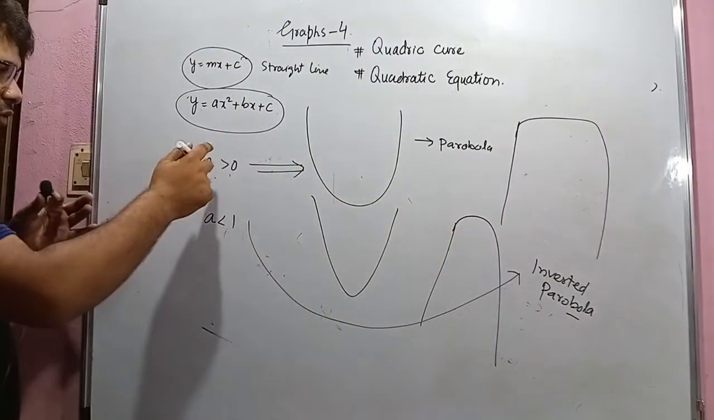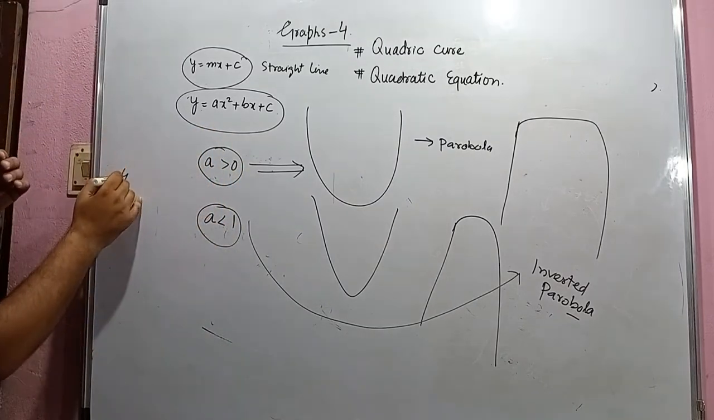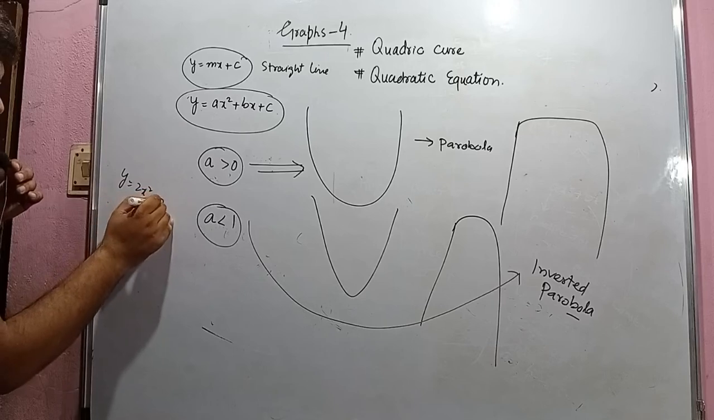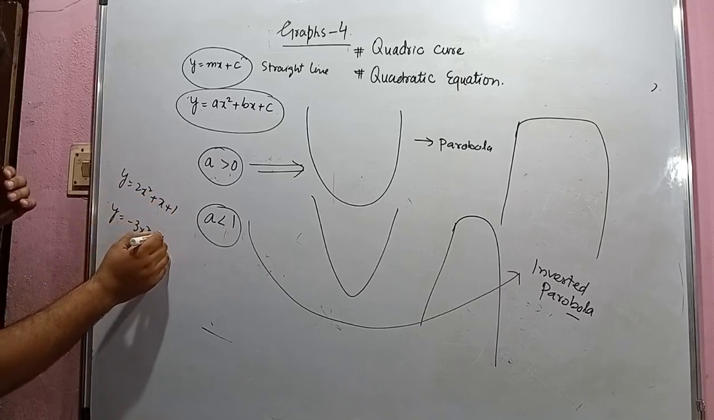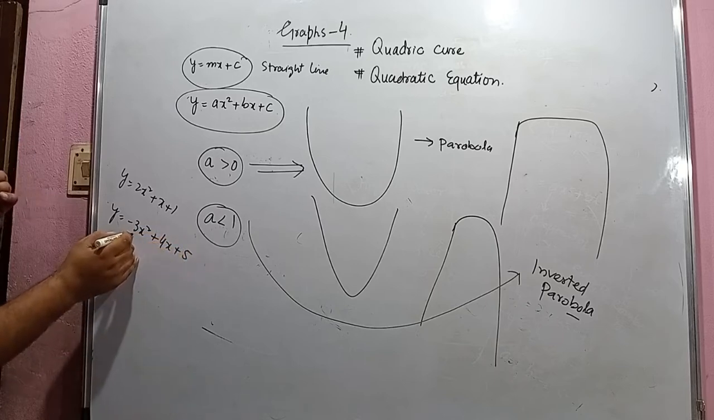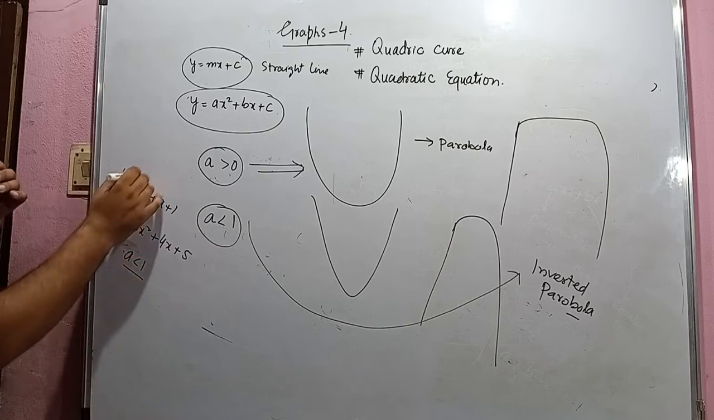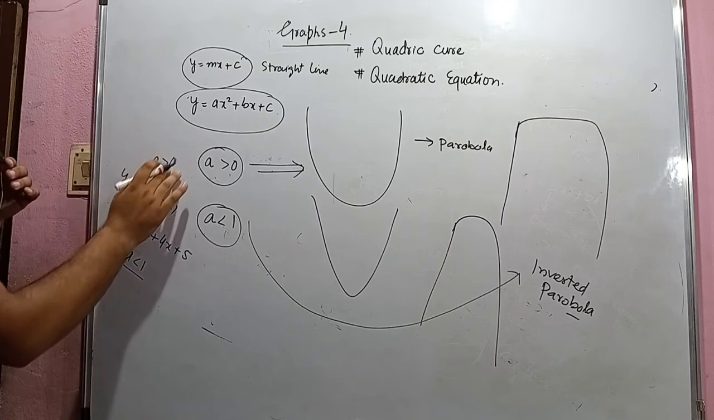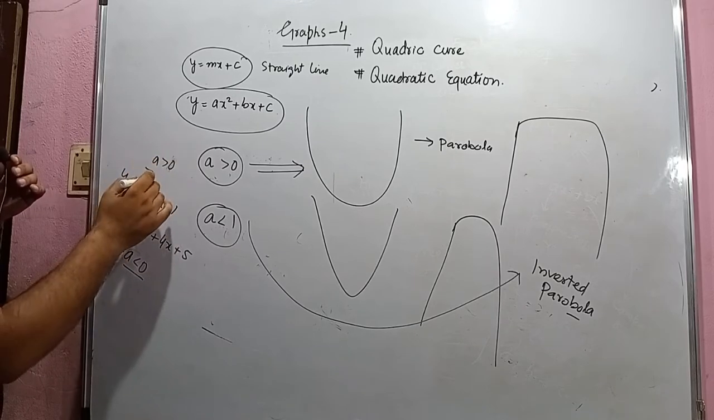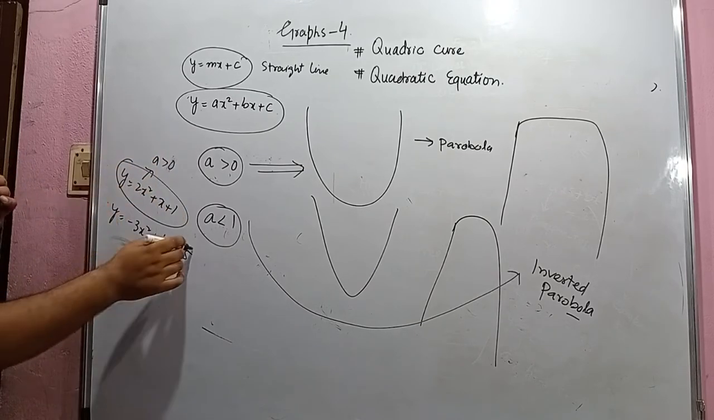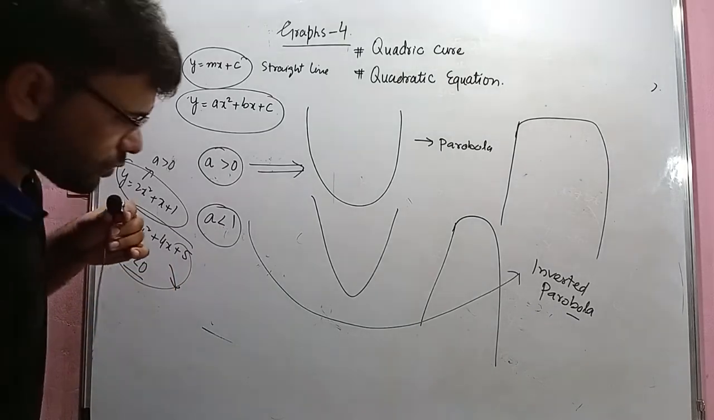This is the inverted U. You can see when a is greater than 0 and when a is less than 0, we will check. I have the curve y equals 2x square plus x plus 1, and one curve y equals minus 3x square plus 4x plus 5. Here the value of a is minus 3, that is, less than 0. Here the value of a is greater than 0. So the graph of this will be a parabola and the graph of this curve will be an inverted parabola. This was about this.